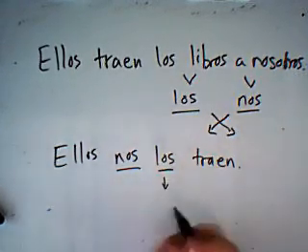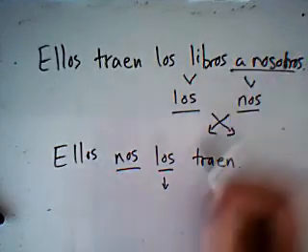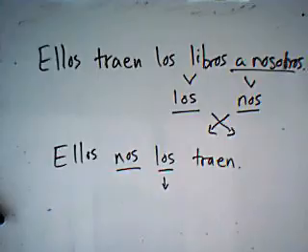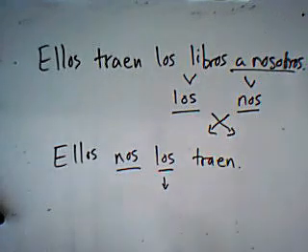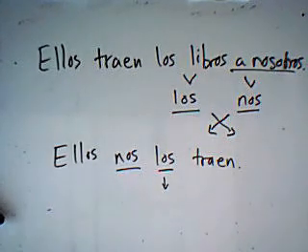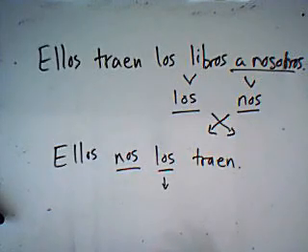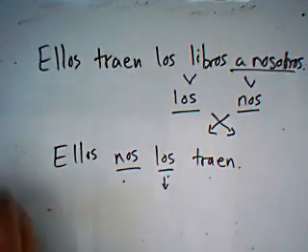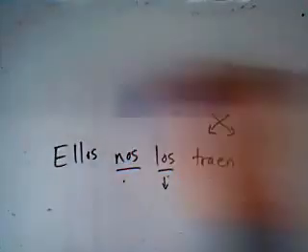Ellos nos los traen. Now we have to know what los refers to. It's obvious that nos refers to a nosotros, but we have to know from the context of the conversation that los refers to the books. So maybe as a response to a question, ¿Quién nos va a traer los libros? Ellos nos los traen. Okay? Now I'll do one more of these reductions into direct and indirect object pronouns using the model sentence.